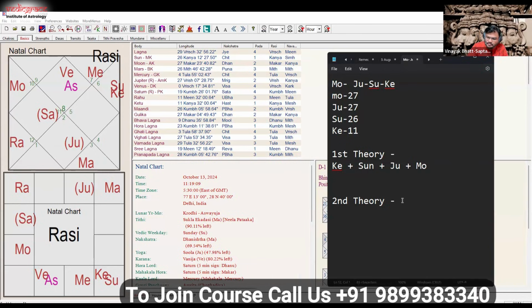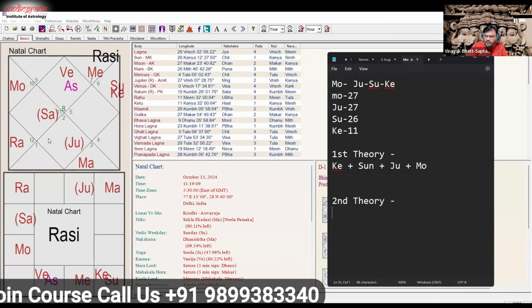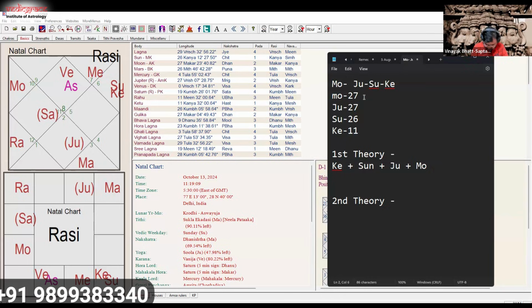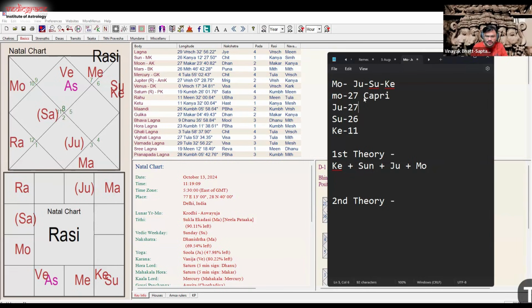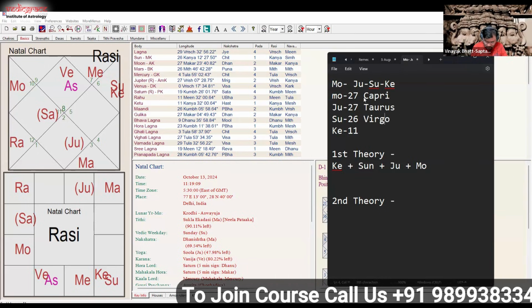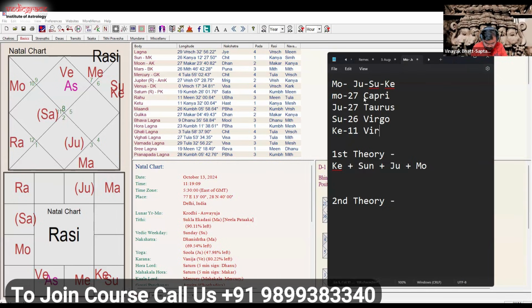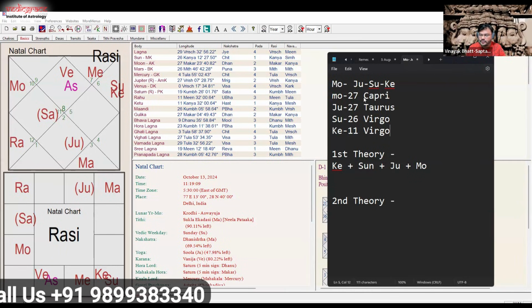But what I am saying, let's say this Moon and Jupiter. Moon is in Capricorn, Saturn's sign, and Jupiter is in Taurus. Sun is in Virgo, and Ketu is in... Also, they may be sharing common tattva, but there is a big difference between all these tattva.